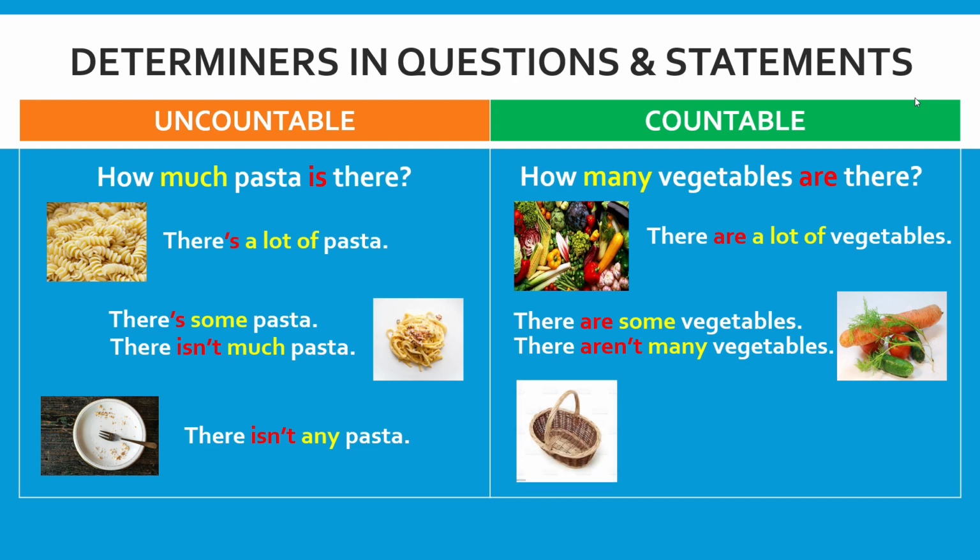How about if the basket is totally empty? It means that you can't see any more vegetables in there. You can say there aren't any vegetables. Alright, so these are the determiners that you are going to use in this lesson to ask or to tell the quantity of uncountable and countable nouns.